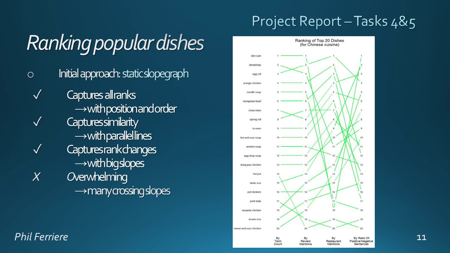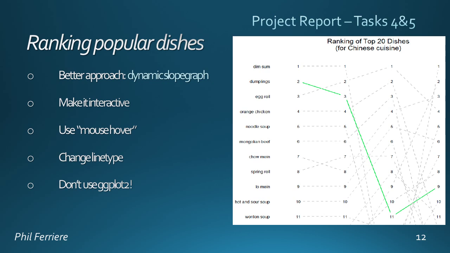This graph also captures similarity between rankings. The first 2 models resulted in almost identical rankings, and that is made visible by the many short, parallel slopes between the first 2 vertical axes. It also does a good job at emphasizing major changes in ranking with long, sharp slope lines, as we saw for dim sum. That being said, a large number of crossing slope lines can be overwhelming, so I tried a slightly different approach. Making the graph interactive, using a mouse hover to highlight one ranked item in a different line type and color, really improved readability.